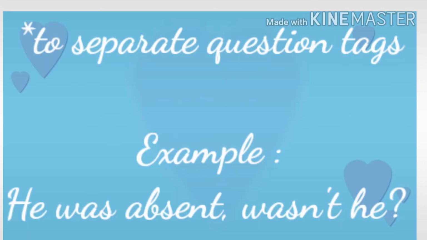And next is to separate question tags. He was absent, wasn't he? So here in the sentence, at last when we have used a question tag, we have used comma. So my dear students, this is how we have learned how we can use commas in the sentence.